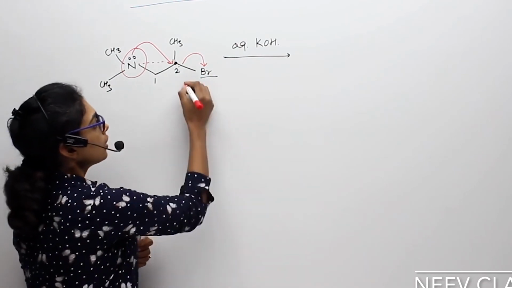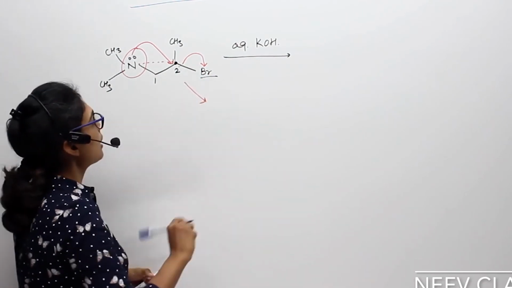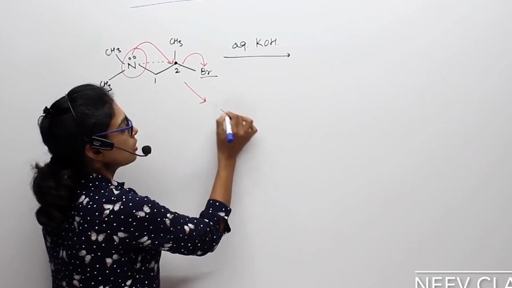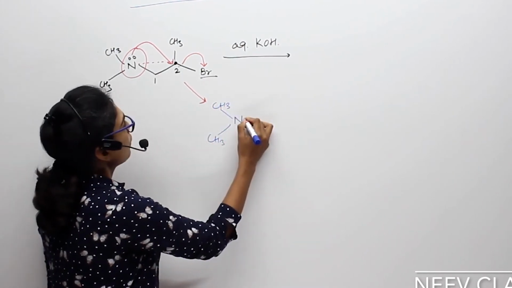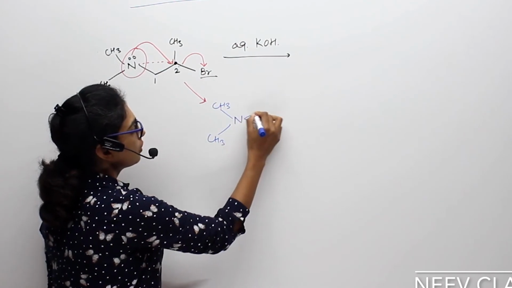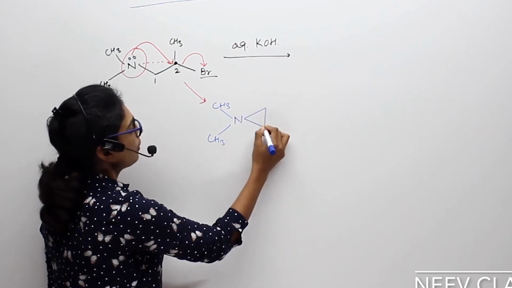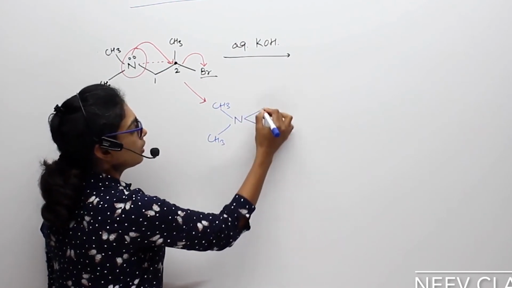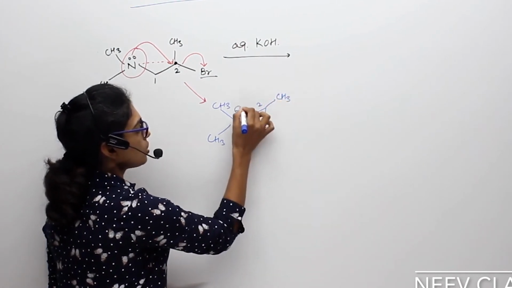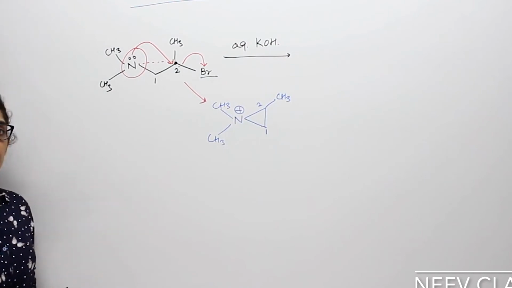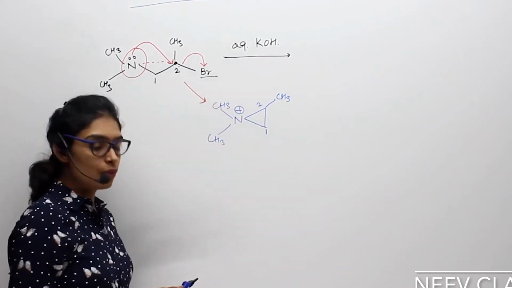So we will get the product formed as nitrogen CH3. It would form a cyclic ring cation. This is carbon 1, this is carbon 2, CH3 and a plus charge over it. So this is how the structure of a cation will be formed.